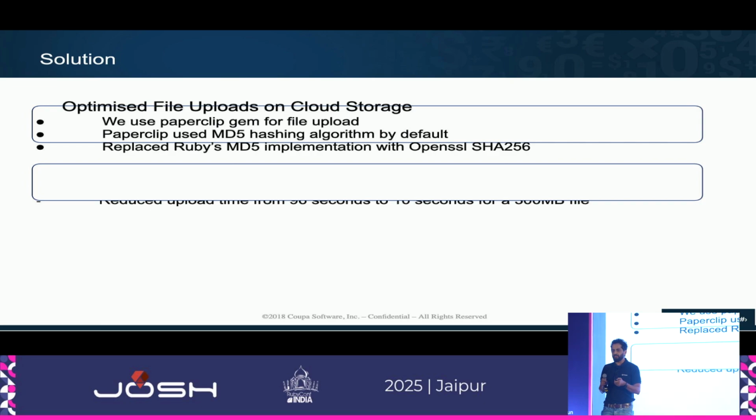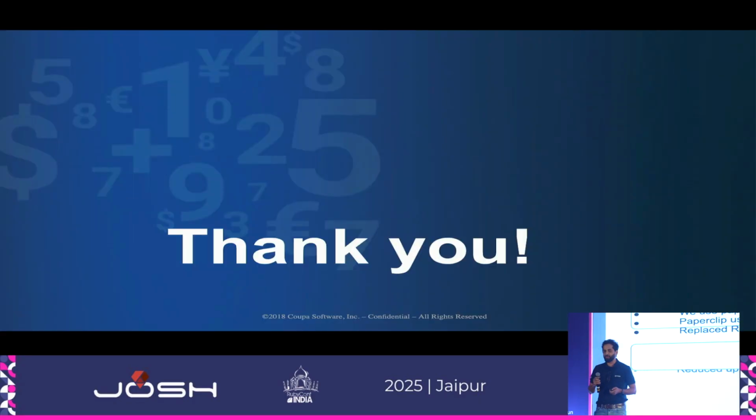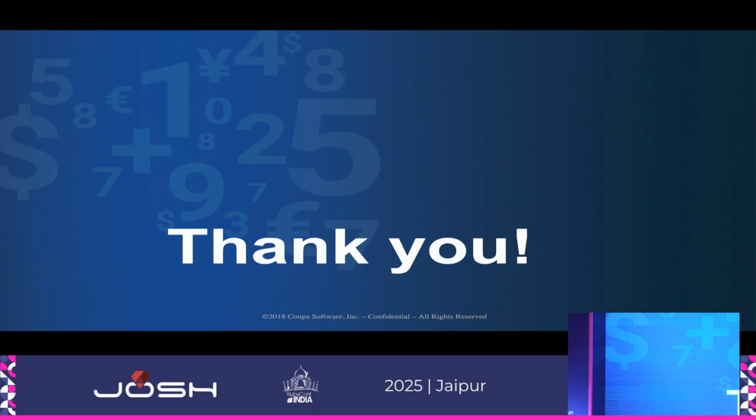The second thing we implemented: we use Paperclip to upload a file into cloud storage. Paperclip by default uses the Ruby MD5 hashing algorithm, which we changed to the OpenSSL 256 algorithm, and because of that, the cloud upload time reduced a lot. These were the two major enhancements I wanted to talk about. That's all from my side. Thank you so much.